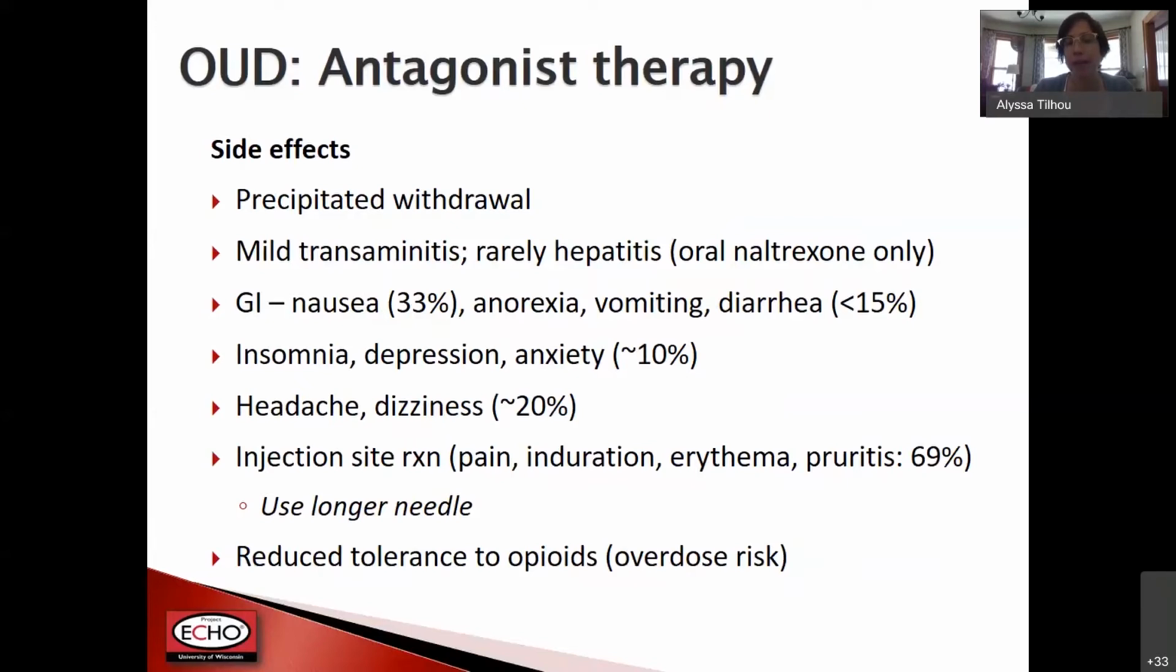One other important side effect is that while someone is on an antagonist, they are losing tolerance to opioids because, again, it doesn't have an opioid agonist effect. And this means that if treatment with an antagonist is stopped, their tolerance is lower. And if someone were to use the amount of opioid they had previously, their risk of overdose is higher.